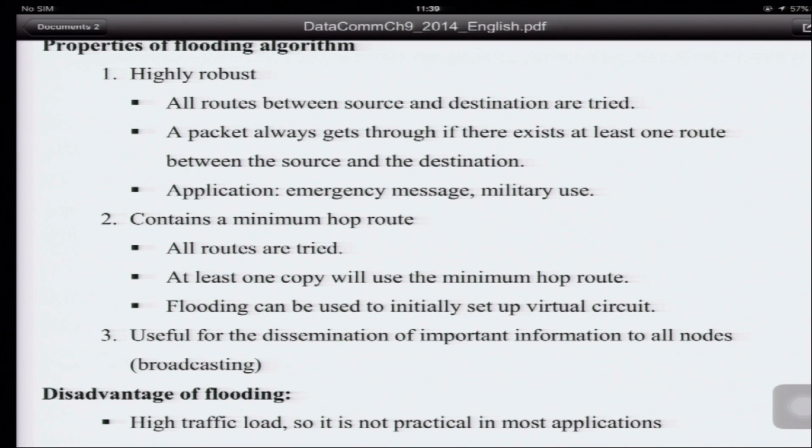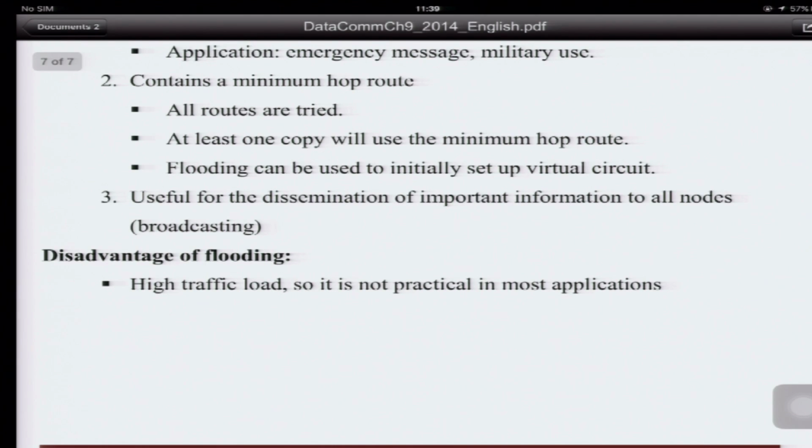So at least one copy will use the minimum hop route, and we can use flooding at the initial state of the virtual circuit setup. Because if you don't know the best route, the minimum hop route, the route that visits the fewest number of nodes, you can use flooding to check which is the lowest hop count. So you use flooding only the first time, and after that you can set up the virtual circuit. It's also useful for broadcasting. If it's not an emergency but you want to broadcast to everyone, then it's good to use this to have a high probability of reaching the destination.